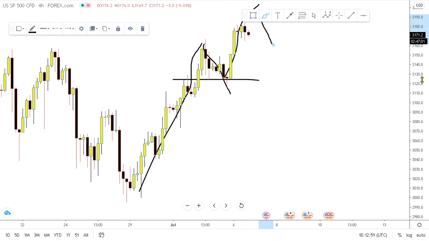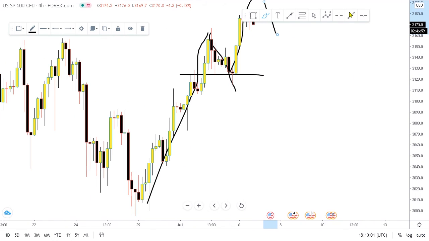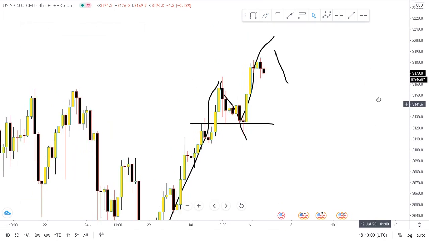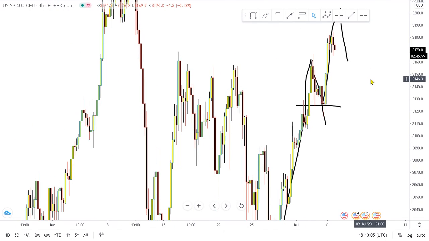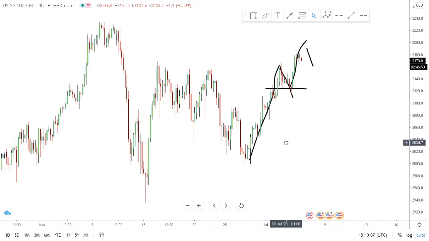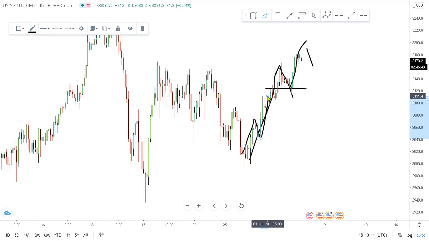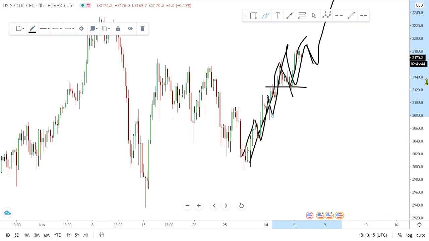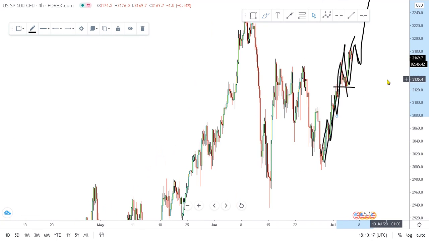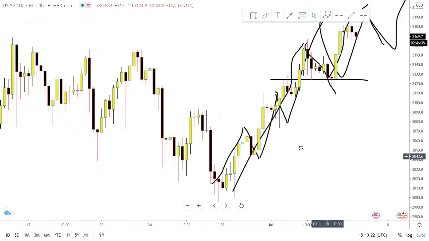Now I can see a little pattern like this here of higher highs and lower lows. Price is making higher highs and lower lows, high low, high low. So it has a great chance of uptrend. So I'm bullish on this pair. Let's see how it goes.